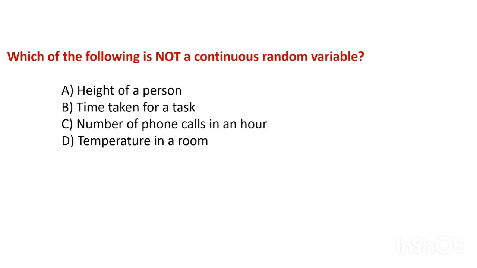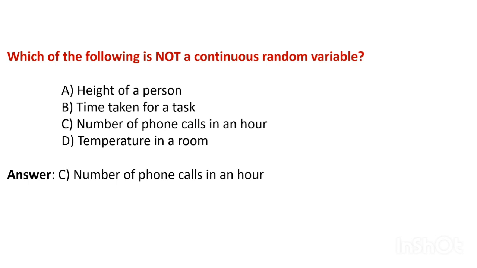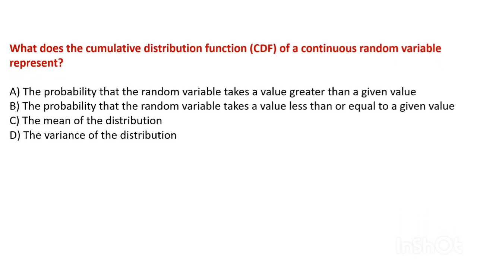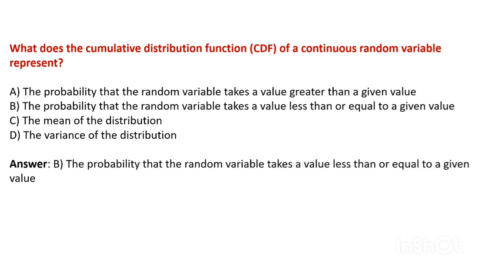Which of the following is not a continuous random variable? The number of phone calls is discrete as it takes integer values. Correct answer is C. Next one, what does the cumulative distribution function of a continuous random variable represent? Generally, the cumulative distribution function gives the probability that the random variable is less than or equal to a certain specific value. So, the answer is B.